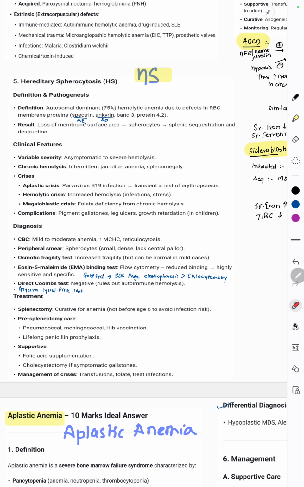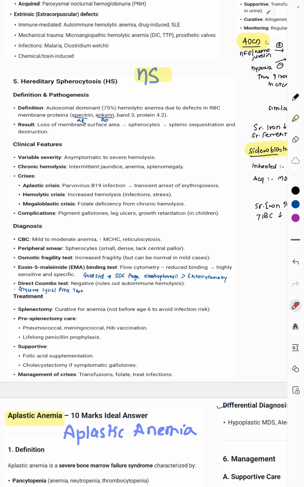Chronic hemolysis will end up in intermittent jaundice, anemia, splenomegaly. Then it can lead to crises: aplastic crisis because of parvovirus B19 infection, which is a transient arrest of erythropoiesis; hemolytic crisis because of increased hemolysis, infection or stress; and megaloblastic crisis because of folate deficiency. Complications will again be pallor, jaundice, pigment gallstones, leg ulcers, and growth retardation in case of children.